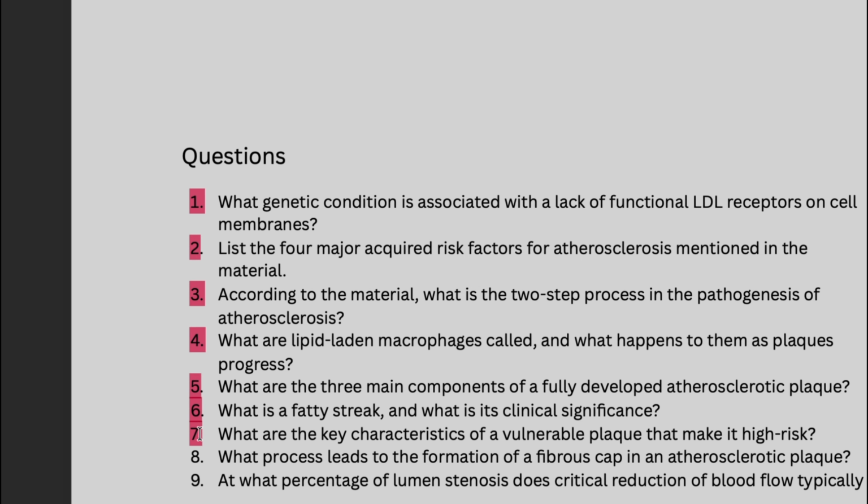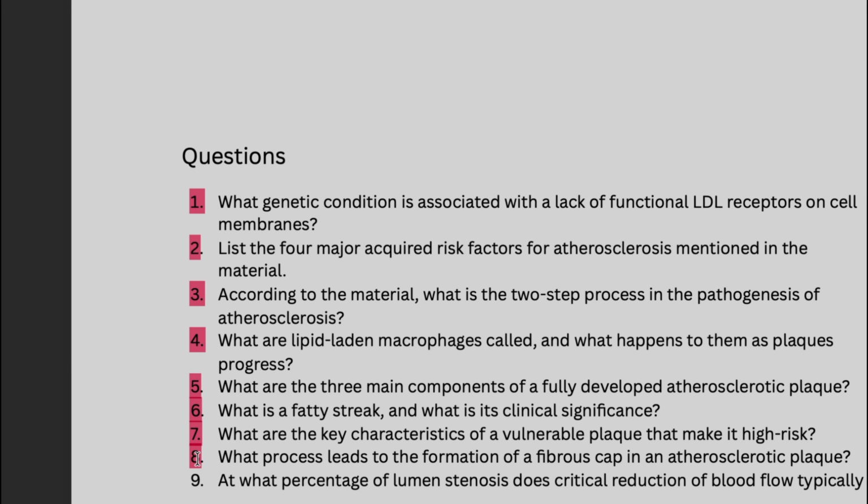So what are the key characteristics of a vulnerable plaque that make it high risk? And the answer is a vulnerable plaque has a thin fibrous cap measuring less than 65 micrometers, a large lipid core occupying more than 40% of the plaque, prominent inflammation, and these features make it more likely to rupture. Let's look at question 8.